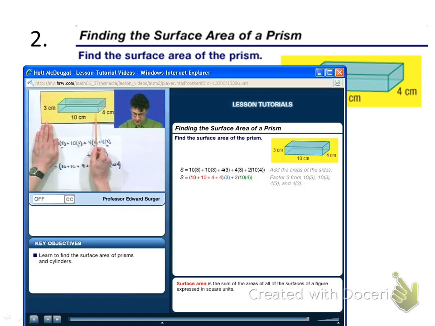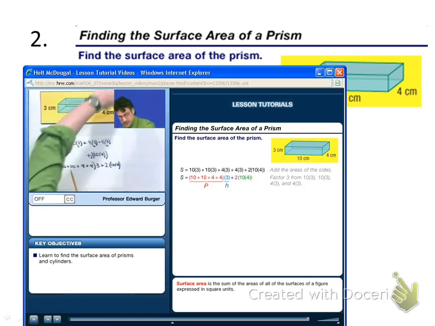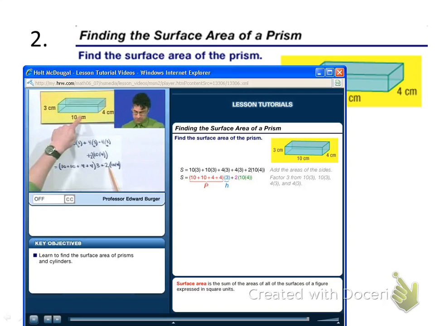10, 4, 10, and 4. That really is just, in some sense, the length of the perimeter around the bottom of this thing. So I can think about that as just take the perimeter of the bottom, that's this, and then multiply by the height. And that gives me the surface area around, and then I've got the bottom and the top of the box, which is 2 times that area.